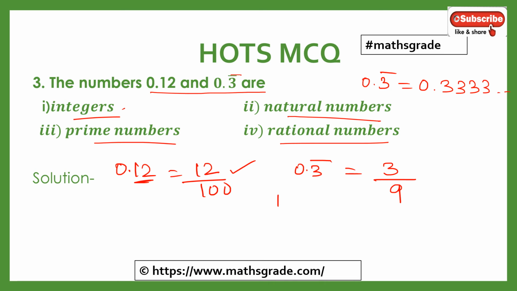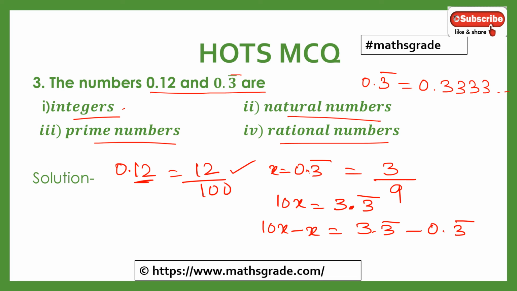Or we can write 10x. If x equals 0.3 bar, then 10x will be 3.3 bar. Here 0.3 bar, after the decimal point 3 bar, and here also after the decimal point 3 bar. Now we subtract x from 10x. 10x minus x is 3.3 bar minus 0.3 bar, and the 3 bar cancels. 9x equals 3 and x equals 3 divided by 9.